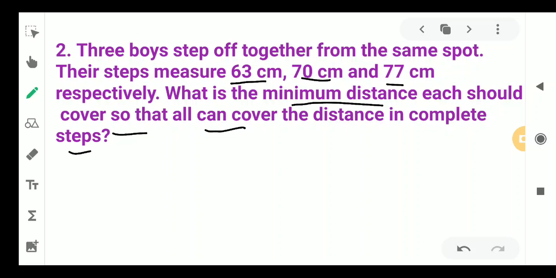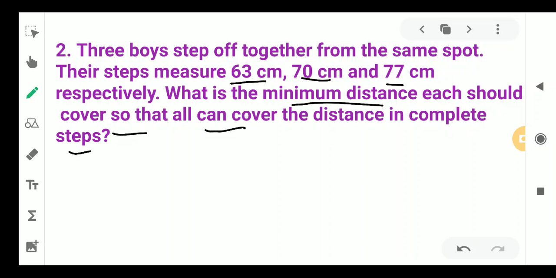Now children are taking the steps. Their steps have different lengths, like the first one having 63, the second one having 70 and the third one having 77. Now we have to find the minimum distance they should cover so that they can complete their steps. Suppose the first child is taking 2 steps. So in 2 steps, 63 plus 63, it will be 126. Likewise 70, so 2 steps is 140.